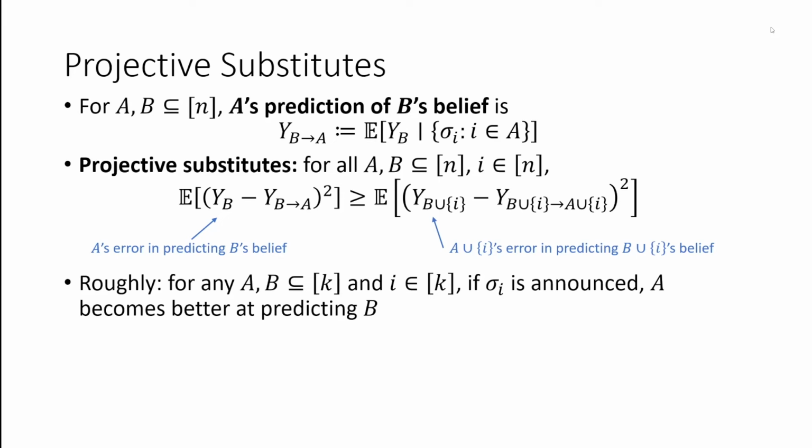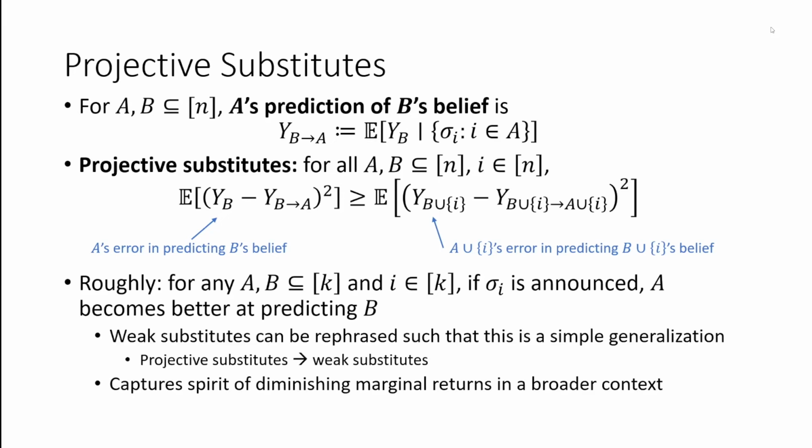And specifically, projective substitutes says that if the signal of some expert I is announced, the experts in A become better at predicting the belief of the experts in B. And it turns out that weak substitutes can be rephrased in a way such that this is a simple generalization. And in fact, projective substitutes implies weak substitutes, so it's strictly stronger.